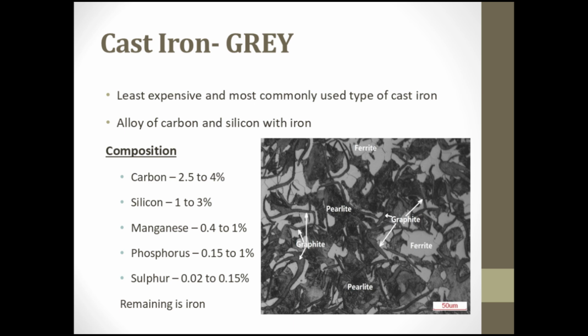It is an alloy of carbon and silicon with iron. Composition of grey cast iron: carbon 2.5 to 4%, silicon 1 to 3%, manganese 0.4 to 1%, phosphorus 0.15 to 1%, sulfur 0.02 to 0.15%, remaining is iron.